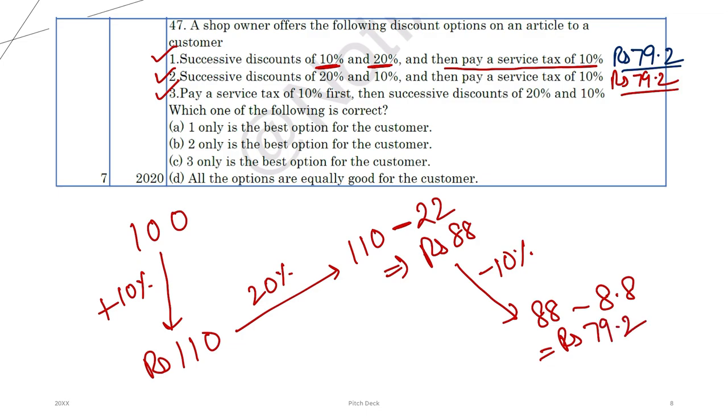So in the third case also we are getting it for 79.2. So which of the options is the best option? One, second, or third? All options are equally good for the customer. I hope this is clear. Simple application based, and you have to be very smart about what percentage means, what successive discount means, and that will come after you have covered the conceptual video, right?